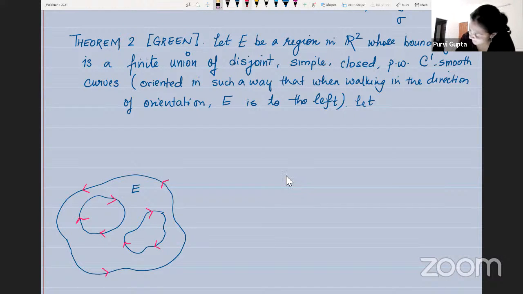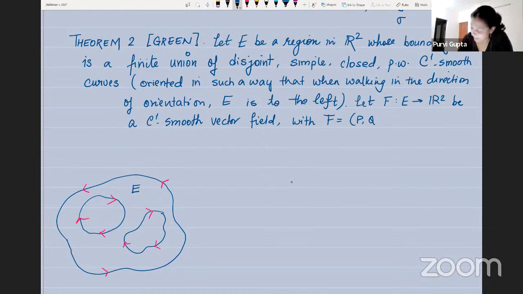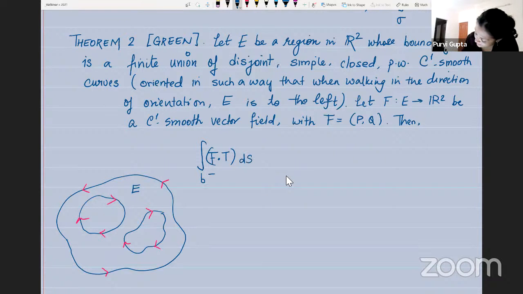Okay. So let F from E to R2 be a C1 smooth vector field, with capital F equal to (P, Q). So those are my components of capital F. Then if I look at the integral of F dot T ds along the boundary, what is this? This is P dx plus Q dy along the boundary of E.